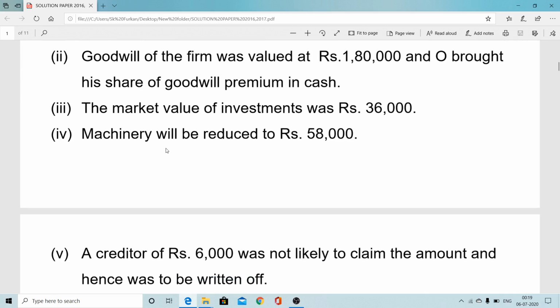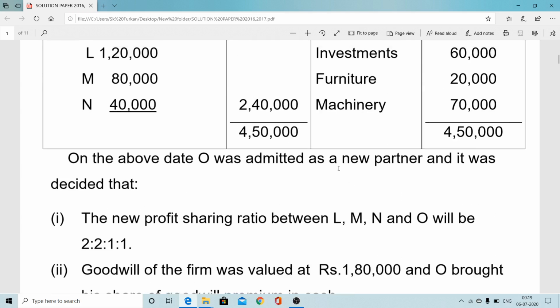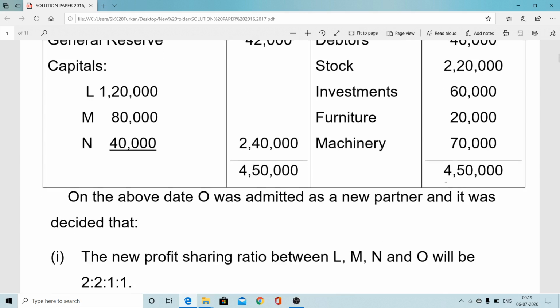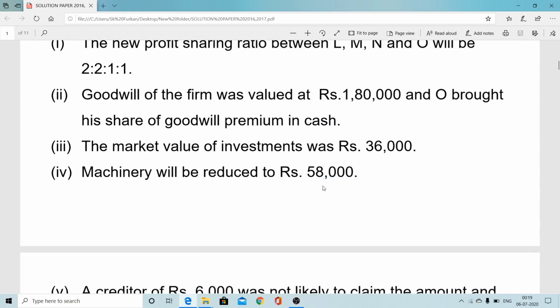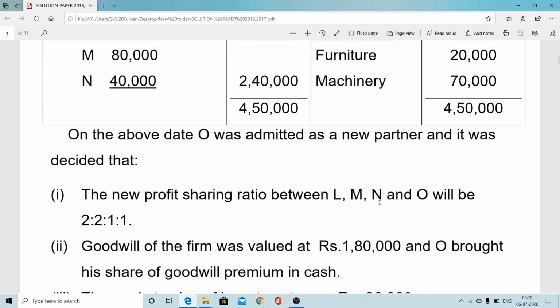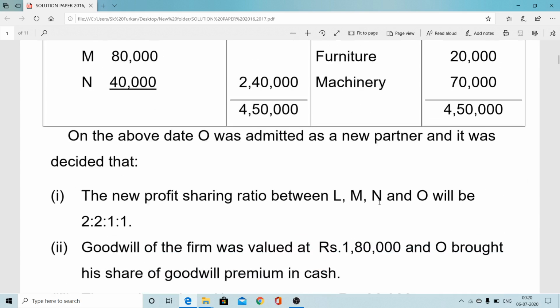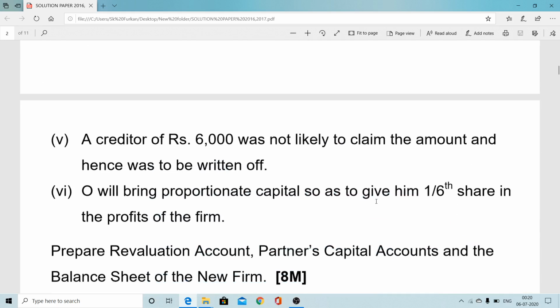Now another adjustment: machinery is also to be reduced to rupees 58,000. Here machinery is revalued, the market value came down to 58,000, whereas the earlier value was 70,000. Maybe machinery has been used more, so there is more depreciation. 58,000 is the revalued figure. So the asset value decreases, and there is revaluation account debit to machinery account for the difference amount. Creditors of rupees 6,000 were not likely to be claimed, hence to be written off.